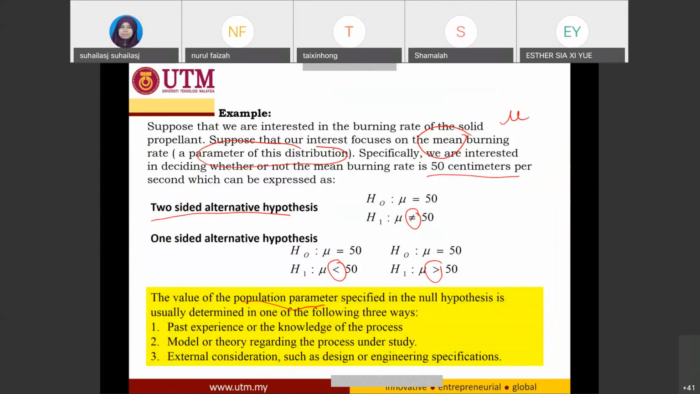Okay, again, how do you determine the value of your population parameter? This is based on three ways: either from past experience, your model or theory, or external considerations. For example, if it is already specified in your engineering specification or design specification, that is your population parameter in the null hypothesis. Likewise, past experience or a previous experiment, what has already been considered or specified, is your parameter in your null hypothesis.